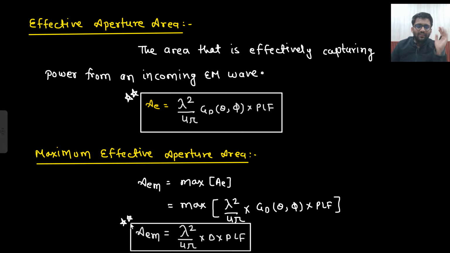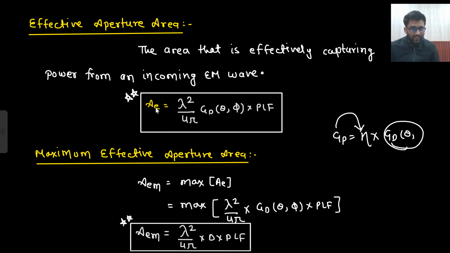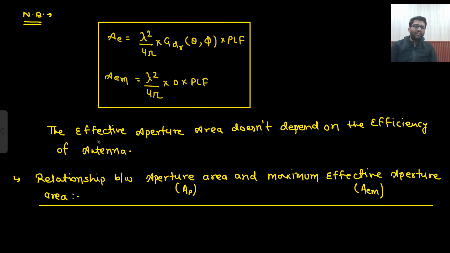In both of the formulas, is there any dependency on efficiency? No. Neither your effective aperture area nor your maximum effective aperture area depends on efficiency, because directive gain doesn't depend on efficiency. Power gain depends on efficiency. What is power gain? This is your power gain. Power gain depends on efficiency, but directive gain never depends on efficiency. So your effective aperture area and maximum effective aperture area never depend on efficiency. This is the point I have written: the effective aperture area and maximum effective aperture area do not depend on the efficiency.